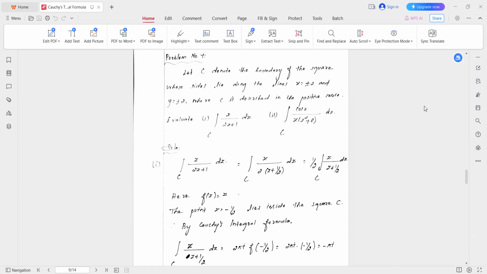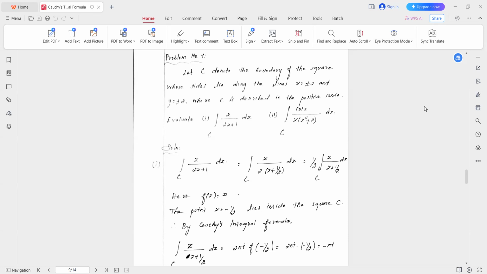In this video, we are going to continue the problems regarding Cauchy's theorem and Cauchy's integral formula. That is, evaluation of definite integrals using Cauchy's theorem and integral formula. Up till now, they have given the simple closed curve as a circle, but here instead of a circle we have a square. It's also a simple closed curve.